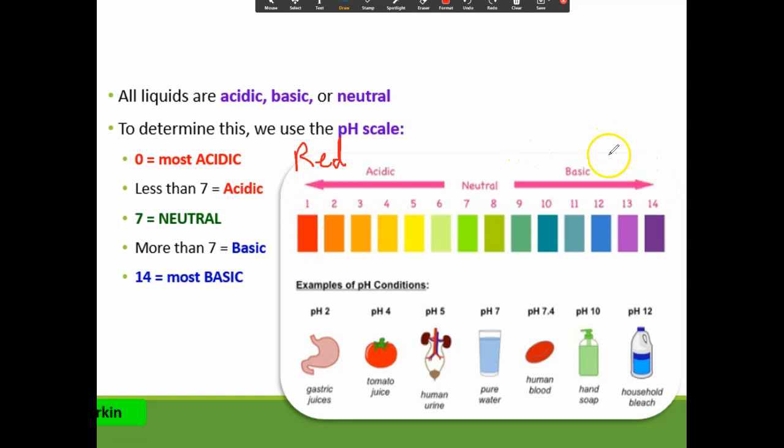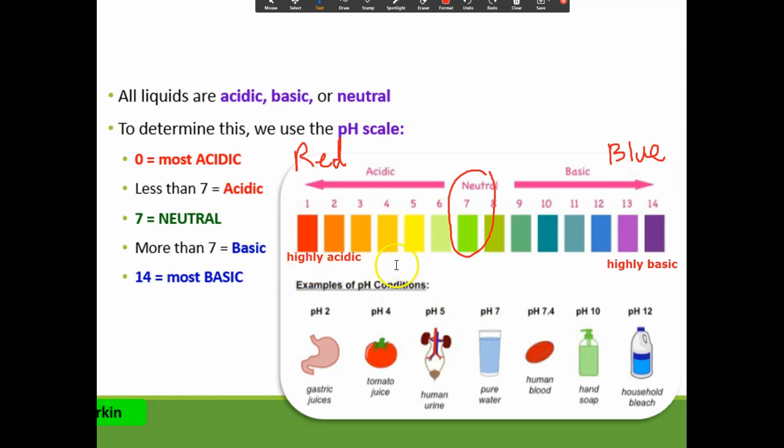The more you get to the blue side, B for blue, B for base, the more basic it will be. So taking a look here at 13, 14, those will be very basic. And in the center you have neutral, neutral being 7. Okay, so 0 is going to be the most acidic. So this is going to be what we call highly acidic. That's things that can actually like burn your hands. 14 is also going to be highly basic, which can actually also burn you and hurt you.